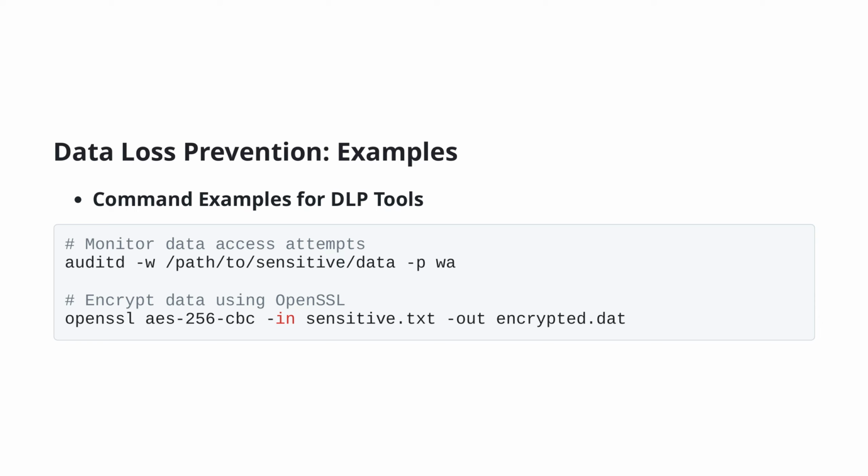Next, for data encryption, you can use OpenSSL, a robust tool for securing files. The example command shown here, bash openssl aes-256-cbc -in sensitive.txt -out encrypted.dat. This command encrypts the file sensitive.txt using AES-256 encryption and outputs the encrypted data to encrypted.dat. Encrypting sensitive data ensures that even if unauthorized users access it, they won't be able to read or misuse it. These examples illustrate how you can apply monitoring and encryption techniques to enhance your DLP strategy effectively.